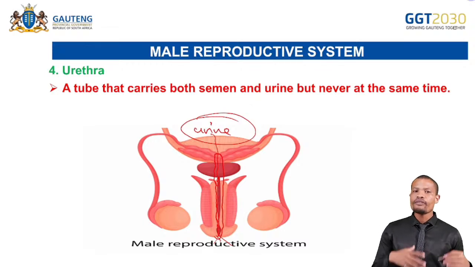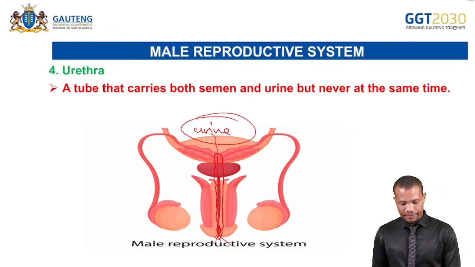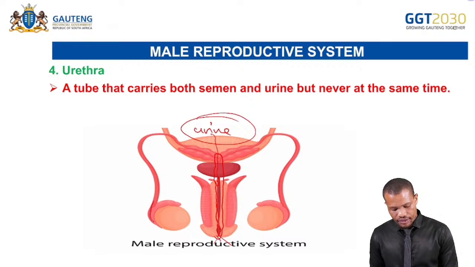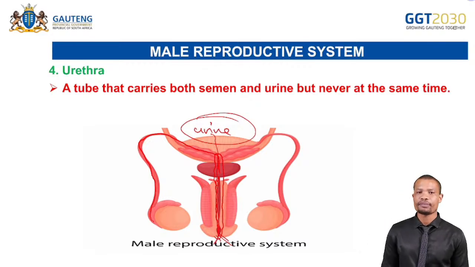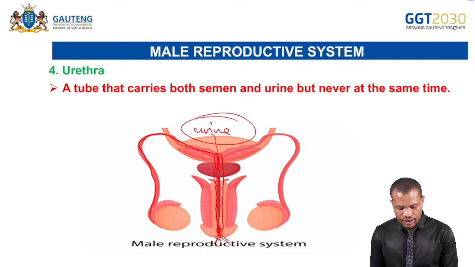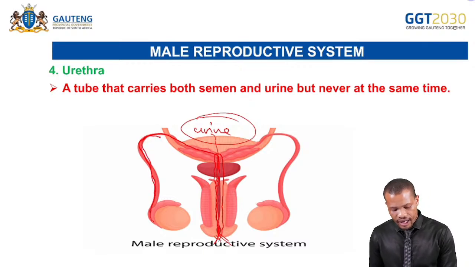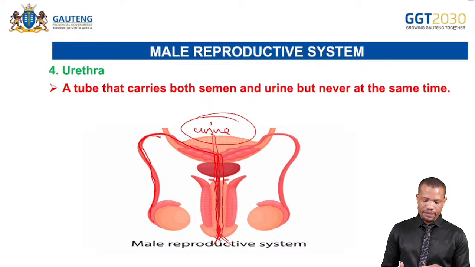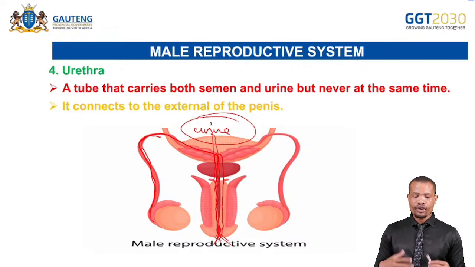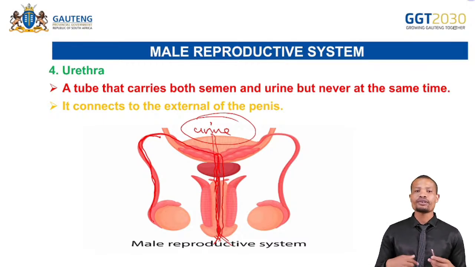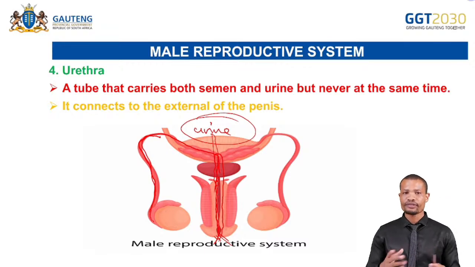Now, in the case of a sperm or semen, it will do the same thing through these vas deferens, and then it connects to the urethra, and the sperm will be allowed to exit the body. But there's never a case where you're going to find sperm coming in and urine coming in at the same time. That's what we mean by never at the same time. It can only carry one at a time. And it connects to the external of the penis. Okay, the urethra connects to the external of the penis. It's an outlet for the penis.